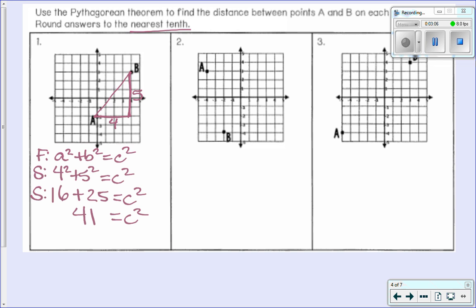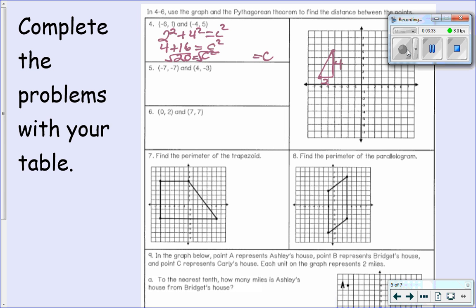How do we find c? What's the inverse? Good. So the square root of c squared is c. The square root of 41 to the tenth place is 6.4 units. Questions? So we're just solving for the hypotenuse again, right? All right, so with your table, I would like for you to do number 2 and number 3, and then we'll check.